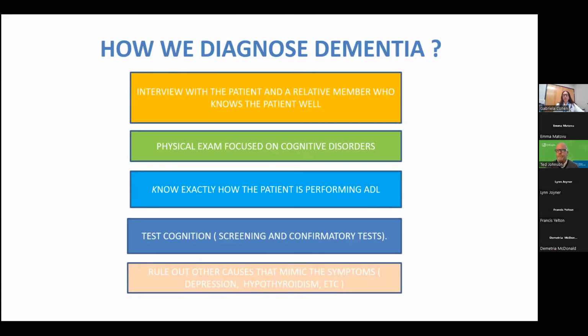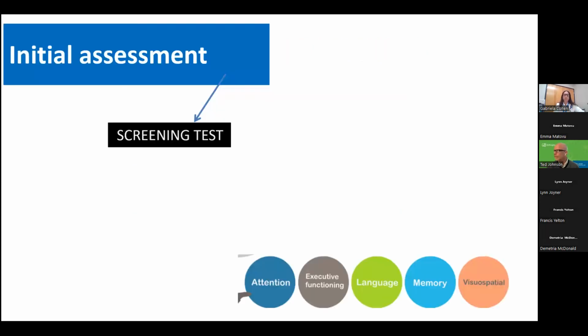So how do we diagnose dementia? I think we discussed this in previous lectures, but basically you have to interview a patient and a relative who really knows the patient well. We want to know exactly how the patient is doing the activities of daily living. You want to do a focused physical exam on cognitive disorders. Of course, you want to test cognition, and you're going to do screening and confirmatory tests. And you want to rule out secondary causes that could mimic dementia, and they are not cognitive disorders.